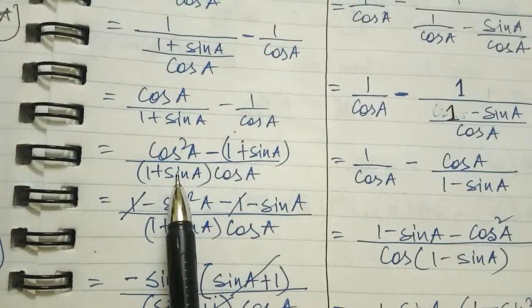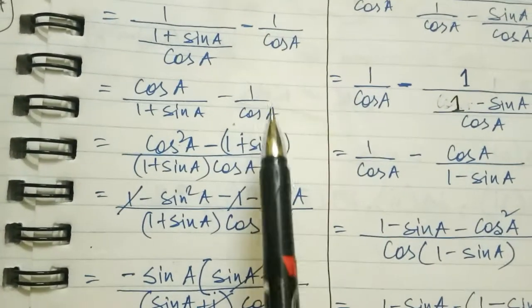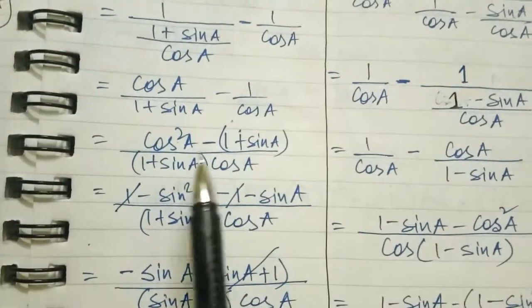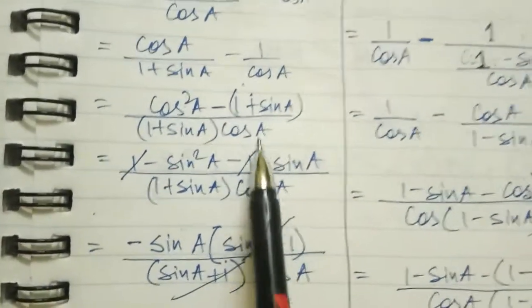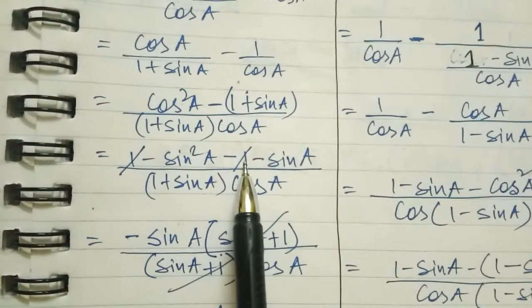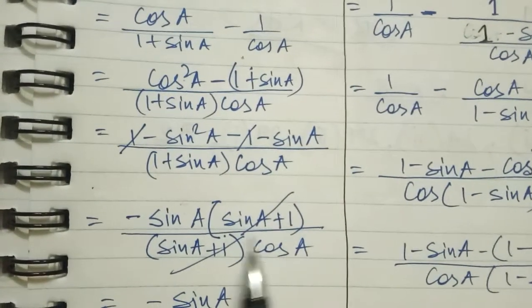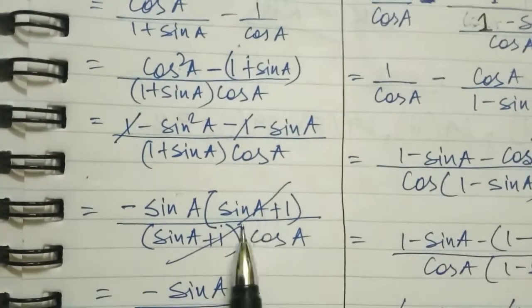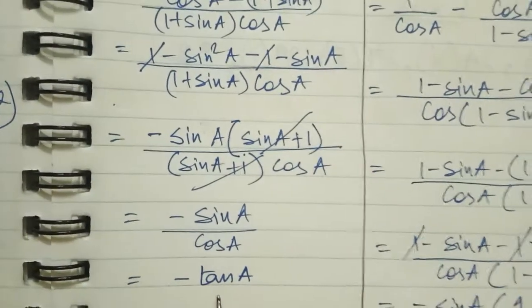Why? Because here, cross multiply, that will be cos into 1 plus sine coming in this one. Now from here I have written 1 plus sine. Now opening the bracket, see, minus, this is cancelling out, minus sine square A and minus sine A. From here I have taken minus sine A common. Then from here sine A plus 1, and below it is also 1 plus sine A, same thing, and cos A. This and this are cancelling out. Then from here minus sine A by cos A, what I can write, minus tan A.